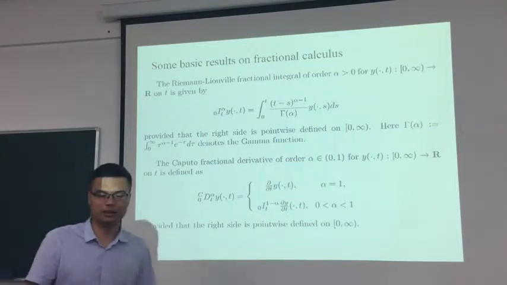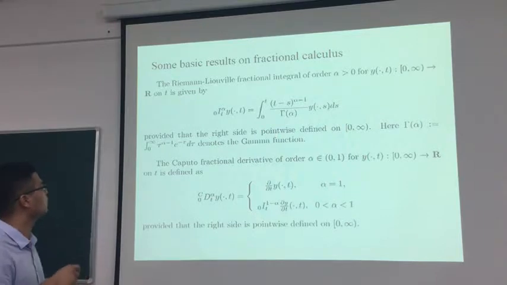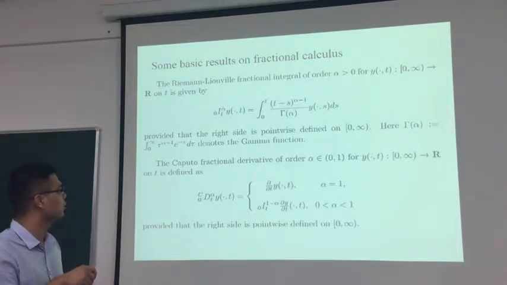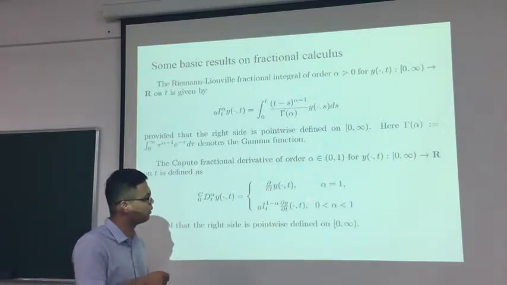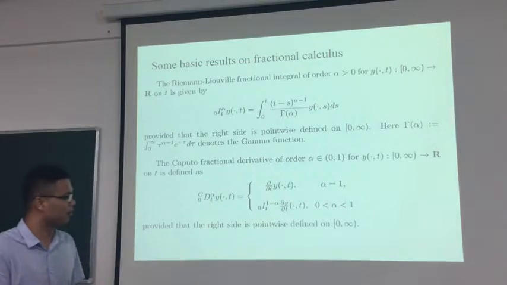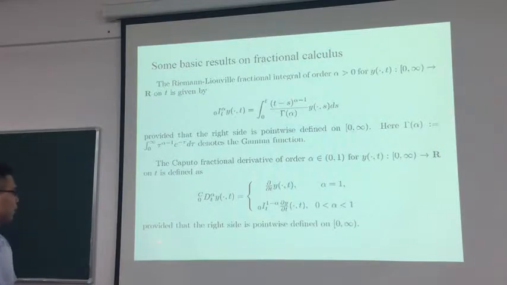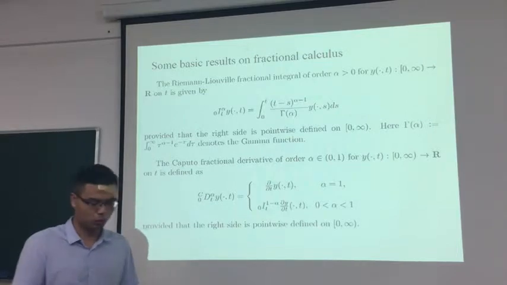Okay, before stating our main results, we give some basic results on the fractional calculus. This part is called fractional integral, which is given by Riemann-Liouville, and this is the Caputo fractional derivative. When alpha equals 1, it is the usual partial derivative on time t, and this is the case when alpha belongs to (0, 1), provided that the right side is pointwise defined on (0, infinity).